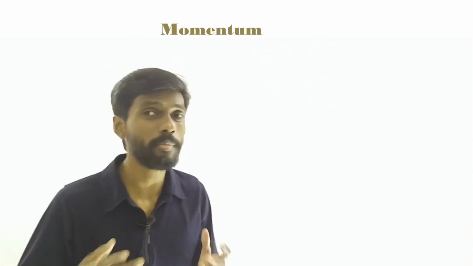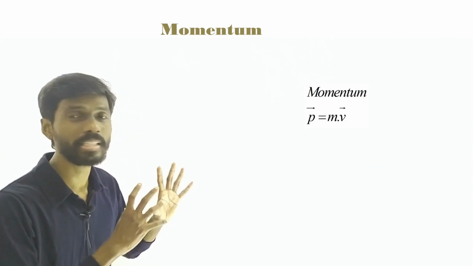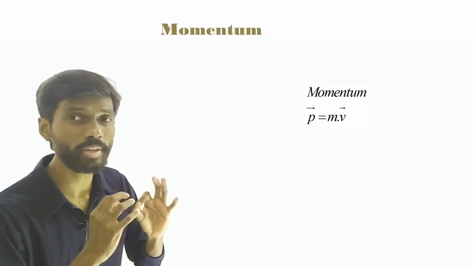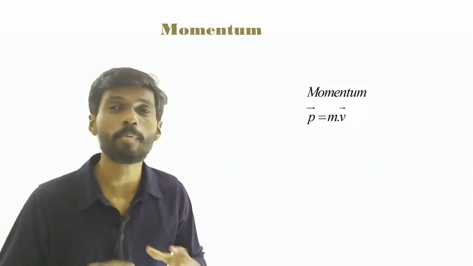Now we will learn it in a more general sense. For that, it is important to know what the linear momentum of an object is. The linear momentum of an object, denoted by p vector, is defined as mass times the velocity of the object, right? It is a vector quantity. Mass multiplied by the velocity of the object is called the linear momentum of the object.